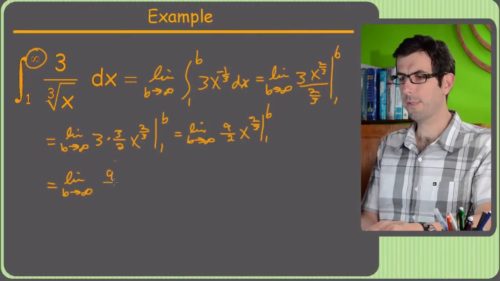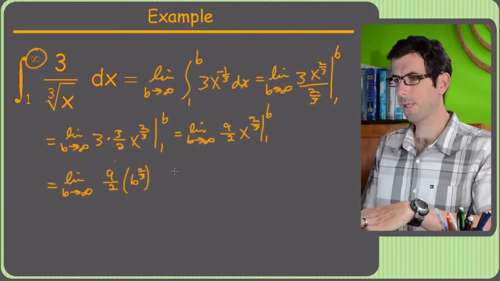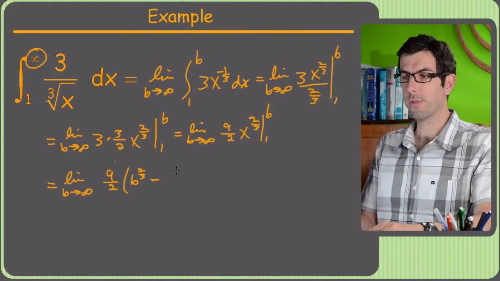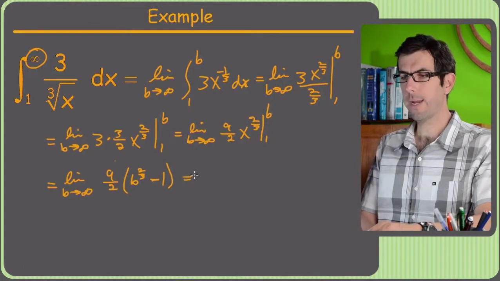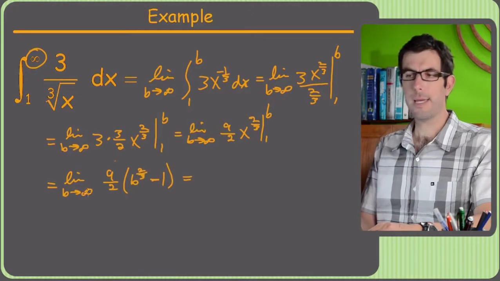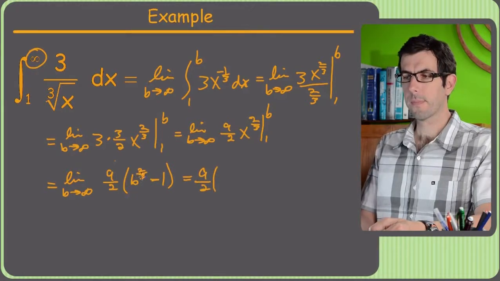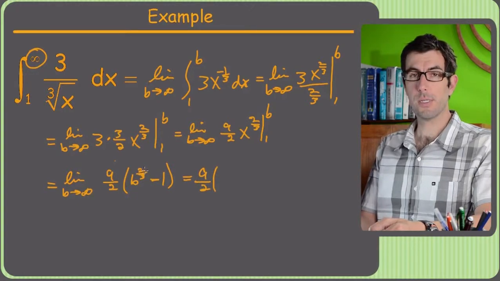So we got 9/2. And now I'm going to plug in my limits of integration finally. So I got b to the 2/3, minus, and then just 1 to the 2/3 is 1. All right, so what is the limit as b approaches infinity of b to the 2/3? Infinity to the 2/3 is infinity.